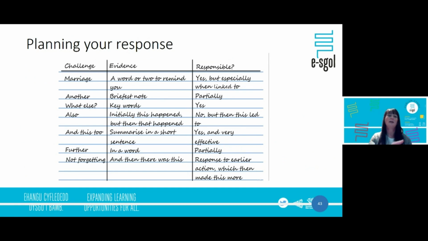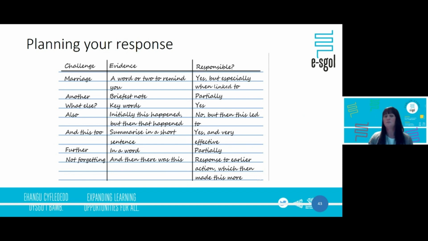So you could have the challenge, the evidence, who was responsible. And this simple plan with just little key words would be enough for you to remember and trigger you off to write a much more detailed paragraph. But you've got your challenge, you'd use the one first that's been given to you in your essay. So obviously it's marriage in this particular question. What evidence would you use? So maybe a word or two to remind you of where you're going to go with that point of view. And then a judgment. Was it responsible?